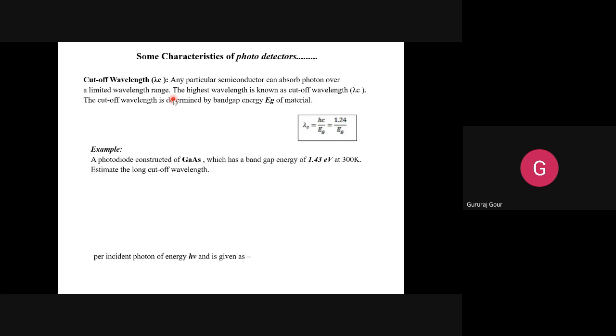Remember, we are discussing the photodetectors. It is meant for the absorption of the photons. Okay, so not generation. That is to keep in mind. So the cutoff wavelength will be setting some limitation depending on the wavelength of the photons or the light that is falling on the detector.